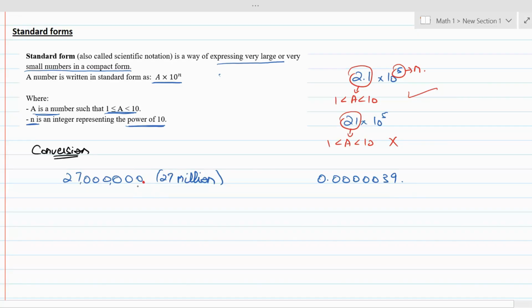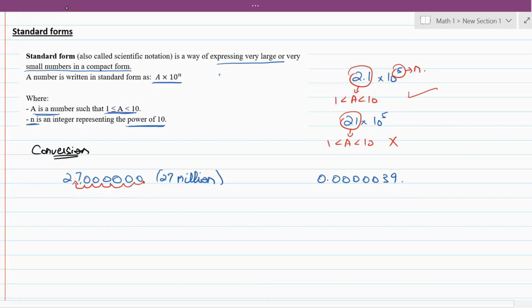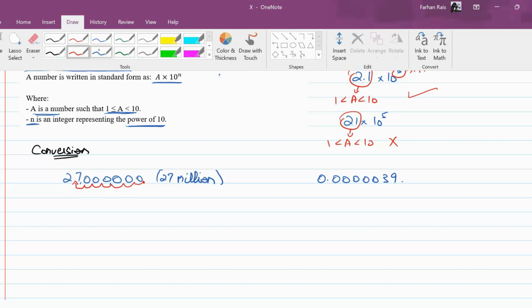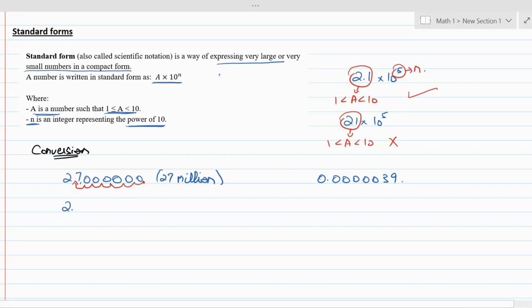So we may keep on shifting the decimal: 1, 2, 3, 4, 5, 6, 7. We have shifted 7 places towards the left. So 7 places towards the left means it would be 2.7 multiplied by, and since it's a 7 places move towards the left, 10 power would be a positive 7.